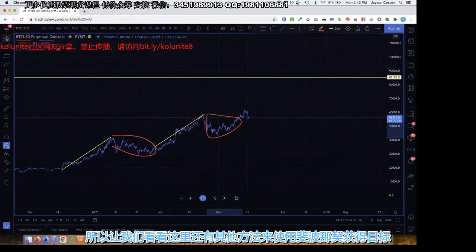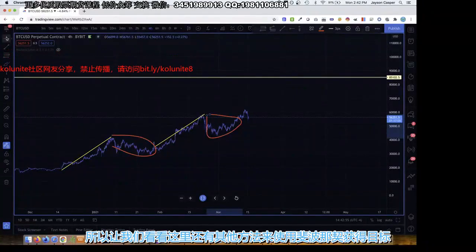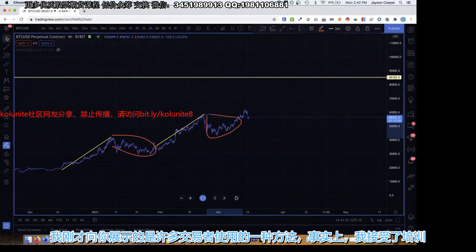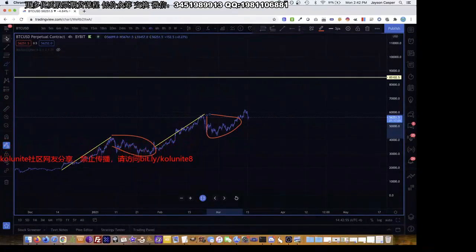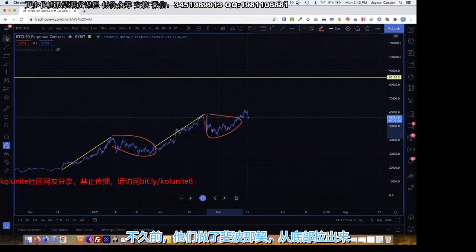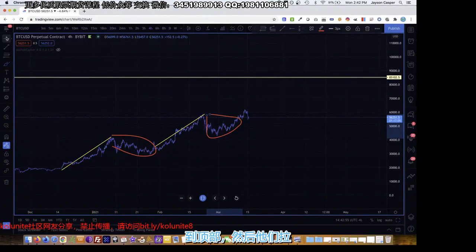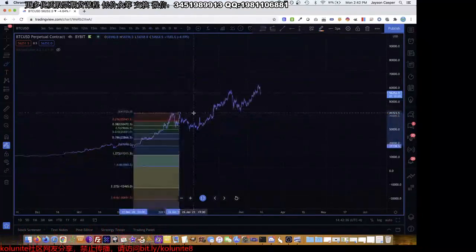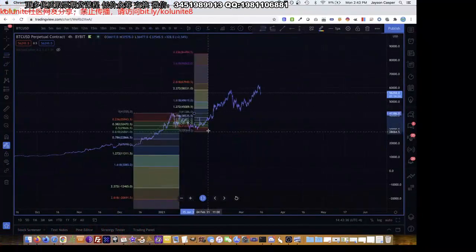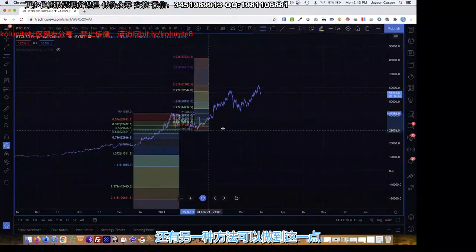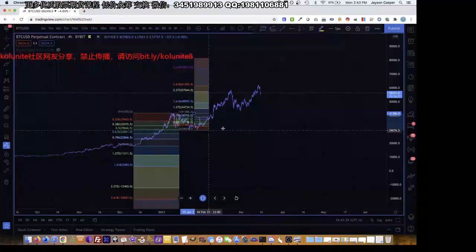So let's see here. There are other ways, guys, of obtaining targets with Fibonacci. What I just showed you is one way that many traders use. In fact, I took a trading course a while ago, and they did the Fibonacci where they pulled it from the bottom to the top, and then they pulled it from the top to the bottom, okay, to obtain targets that way. There's another way to do this. There's a few ways to do this.